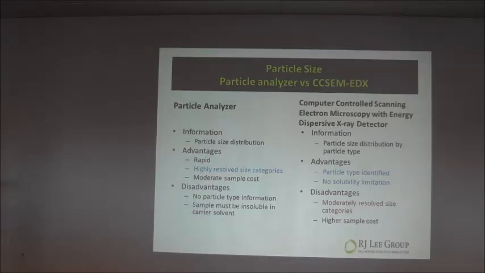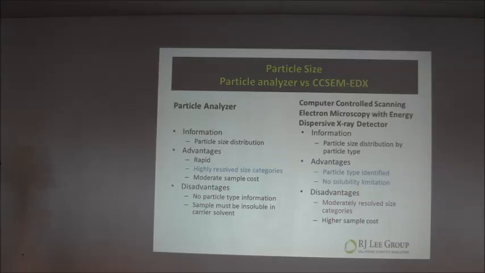The advantage of this is it's pretty quick. You get a real highly resolved distribution. So if between 0 and 100 microns, you may get 100 bins of categories. But the problem with it is you don't have any information about what those particles are. You don't know whether the big particles are all one type of mineral and the small particles are all another type of mineral, or if they're even distributions.